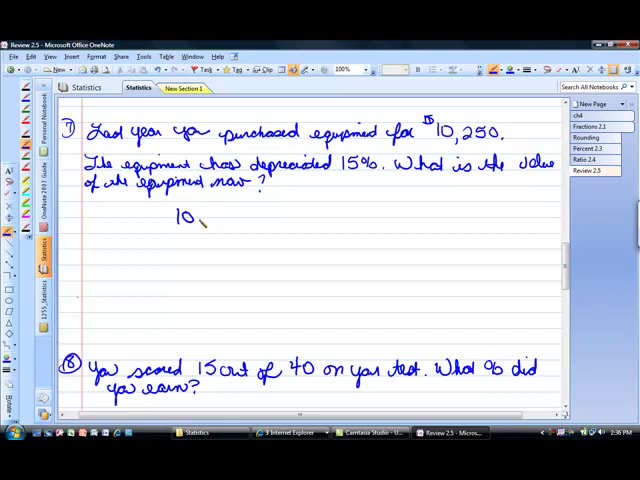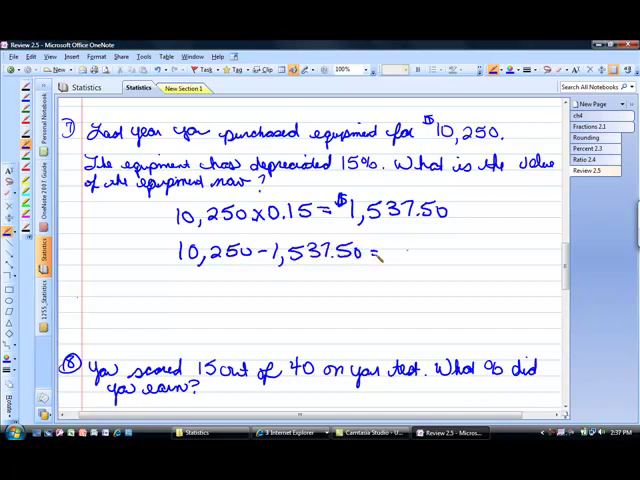We're going to multiply 10,250 times 0.15, and that will give us $1,537.50. We're going to subtract from the 10,250 the $1,537.50, and that will give us $8,712.50. So the equipment's worth $8,000 now.